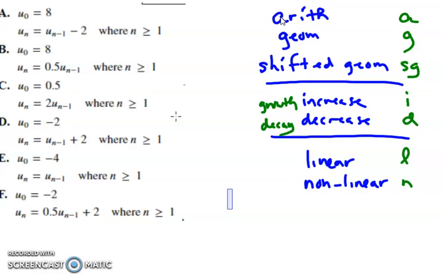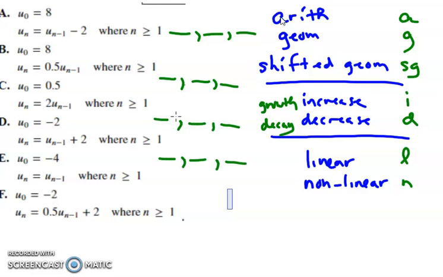So you go ahead and look at each of the problems and decide from each category which letters to give each recursive formula. So you're going to do an A, G, or SG, plus an I or D, and also an L or N. So every sequence will have 3 letters, 1 from each category. Turn the video back on when you're ready to check answers, or if you're just ready to get more information for the first problem, and then try the next problem on your own, that's fine as well.